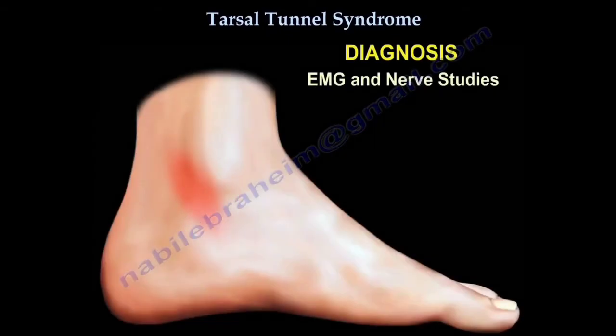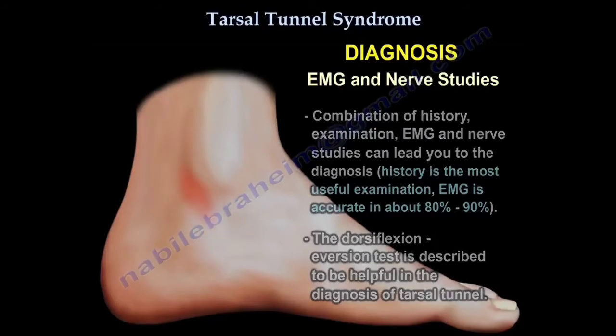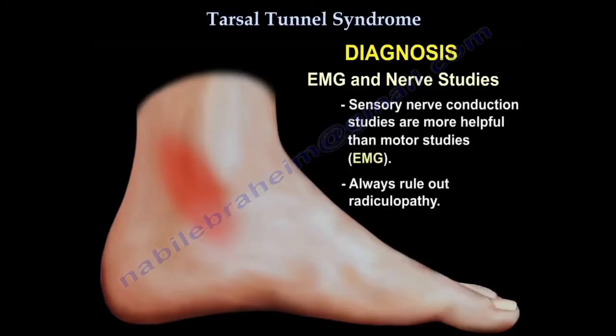EMG and nerve studies. A combination of history, examination, and EMG and nerve studies can lead you to the diagnosis. History is the most useful examination. EMG is accurate about 80 to 90% of the time. The dorsiflexion-eversion test is described to be helpful in the diagnosis of tarsal tunnel. The sensory nerve conduction studies are more helpful than the motor studies. Always rule out radiculopathy.